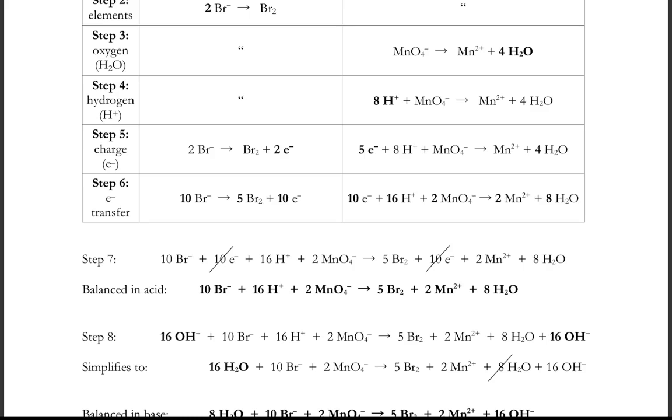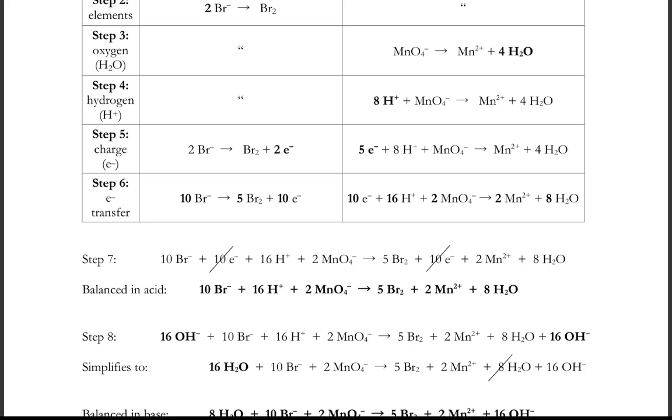Can we divide everything through by a 2 and still have whole numbers? Well, no, we don't want 5 halves. Do we have water on both sides? No, we only have it on one side. Do we have H plus on both sides? No, we only have it on one side. So our reaction would be stopped with 10 Br minus plus 16 H plus 2 MnO4 minus yields 5 Br2 plus 2 Mn2 plus 8 H2O.